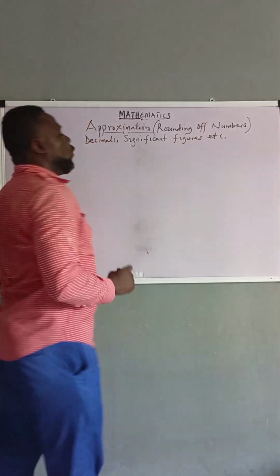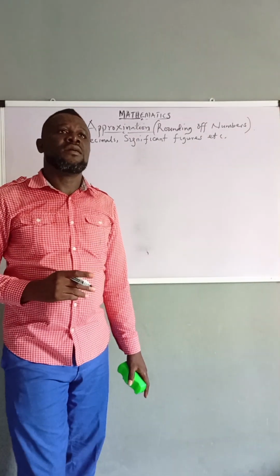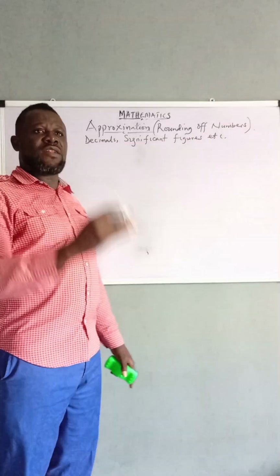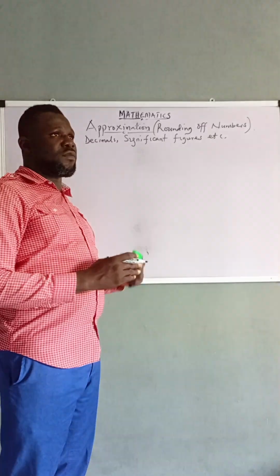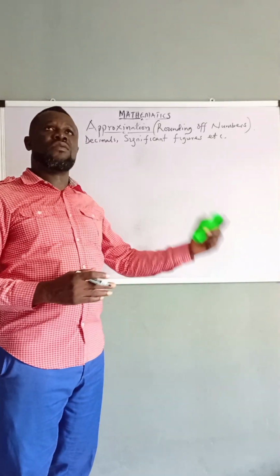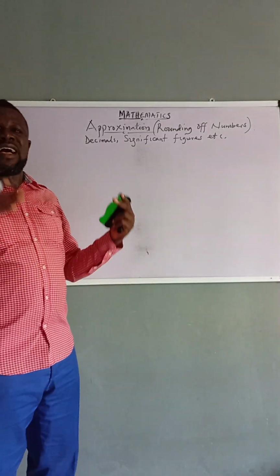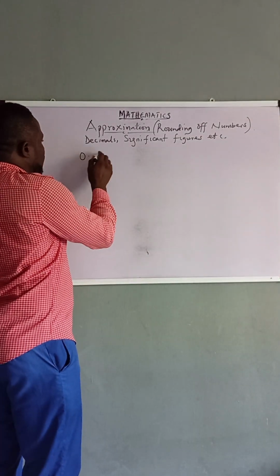etc. So we can round off numbers to places of decimal. We can round off numbers to significant figures. We can round off numbers to the nearest whole number. We can round off numbers to the nearest tens, to the nearest hundred, to the nearest thousand, to the nearest 10,000, as the case may be.